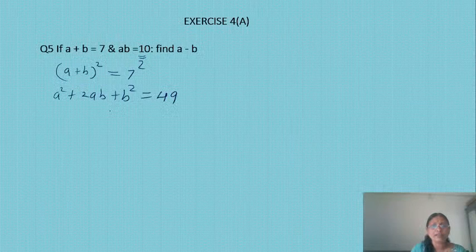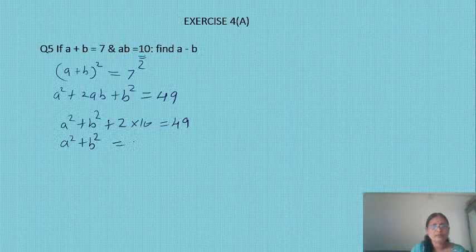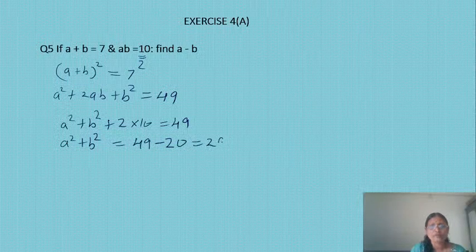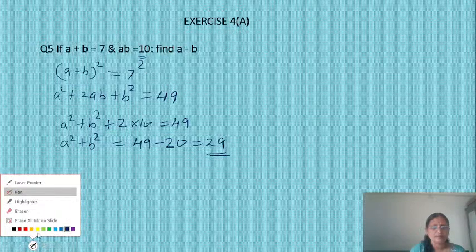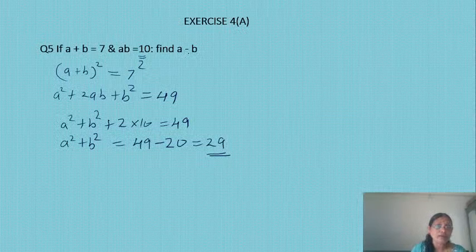Let us put this value of AB over here. So you get A square plus B square plus 2 into 10 is equal to 49. This 2 into 10 becomes 20. You subtract it, so it becomes minus 20, and you get the value of A square plus B square as 29. Now this value of A square plus B square we will use to solve further. You are asked to find the value of A minus B, right? So now we will do the square of A minus B.